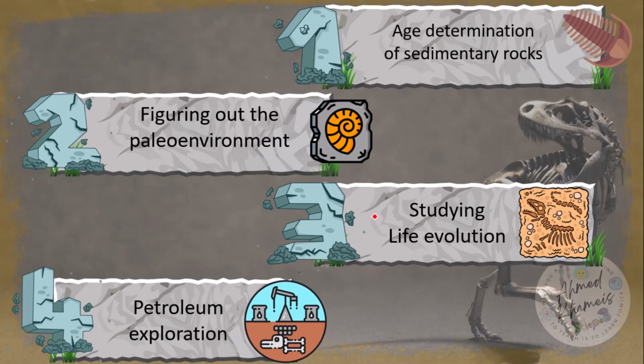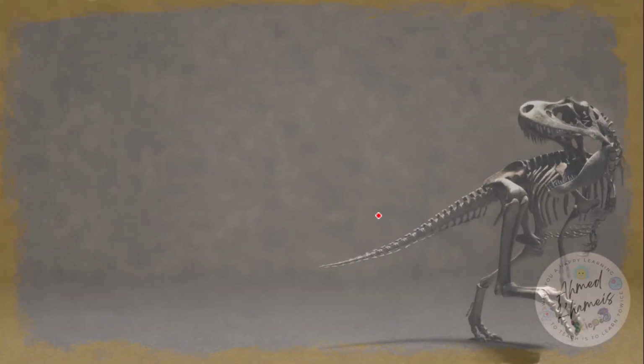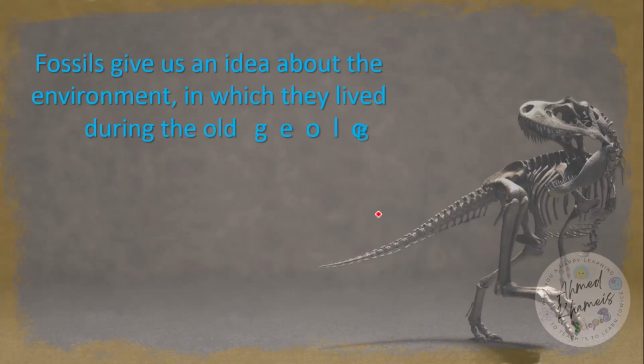Second, figuring out the paleo environment. So paleo environment means the environment of ancient times. So fossils give us an idea about the environment in which they lived during the old geologic time.